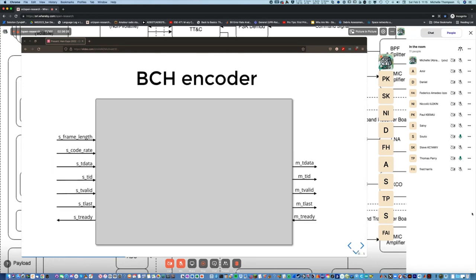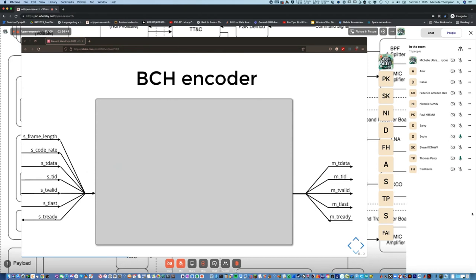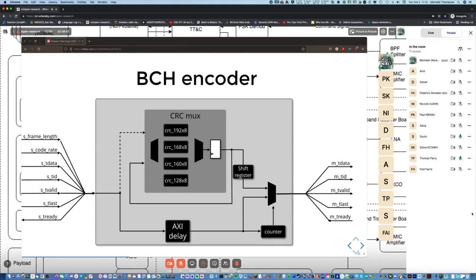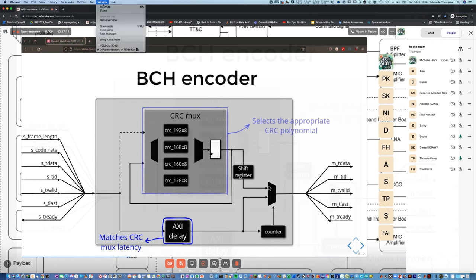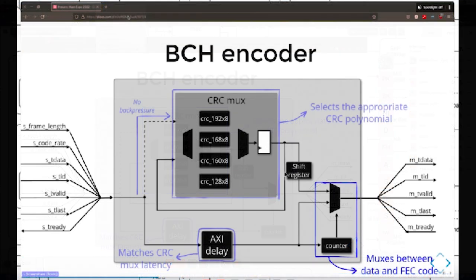So the BCH encoder block diagram, and I'm going to stop using individual lines. I'm just going to coalesce them together. The CRC MUX does the core CRC calculation, and that includes selecting the appropriate polynomial. This block has a constant latency. So to make our life easier, we add this AXI stream delay here at the bottom to delay the data by the same amount. So when data arrives at the output MUX, it's easy to choose which one to output.